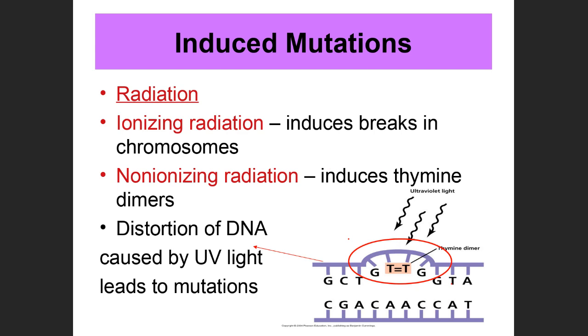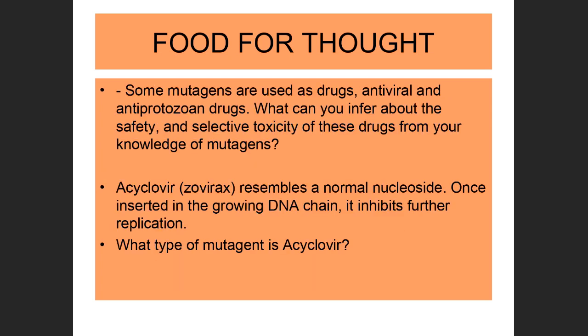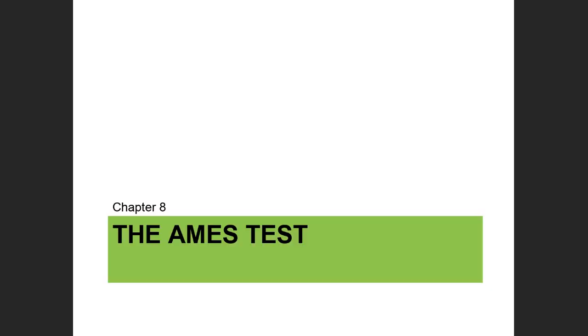Okay, so radiation, again, ionizing versus non-ionizing, gamma versus UV light. UV light is going to cause the thymine dimers, which distort the DNA and cause mutations. Okay, so that's pretty much it for that part of the chapter. Yeah, this is another nucleoside analog, aciclovir, or Zovirax, which is the drug that we give for herpes. Yeah, it's another nucleoside analog.